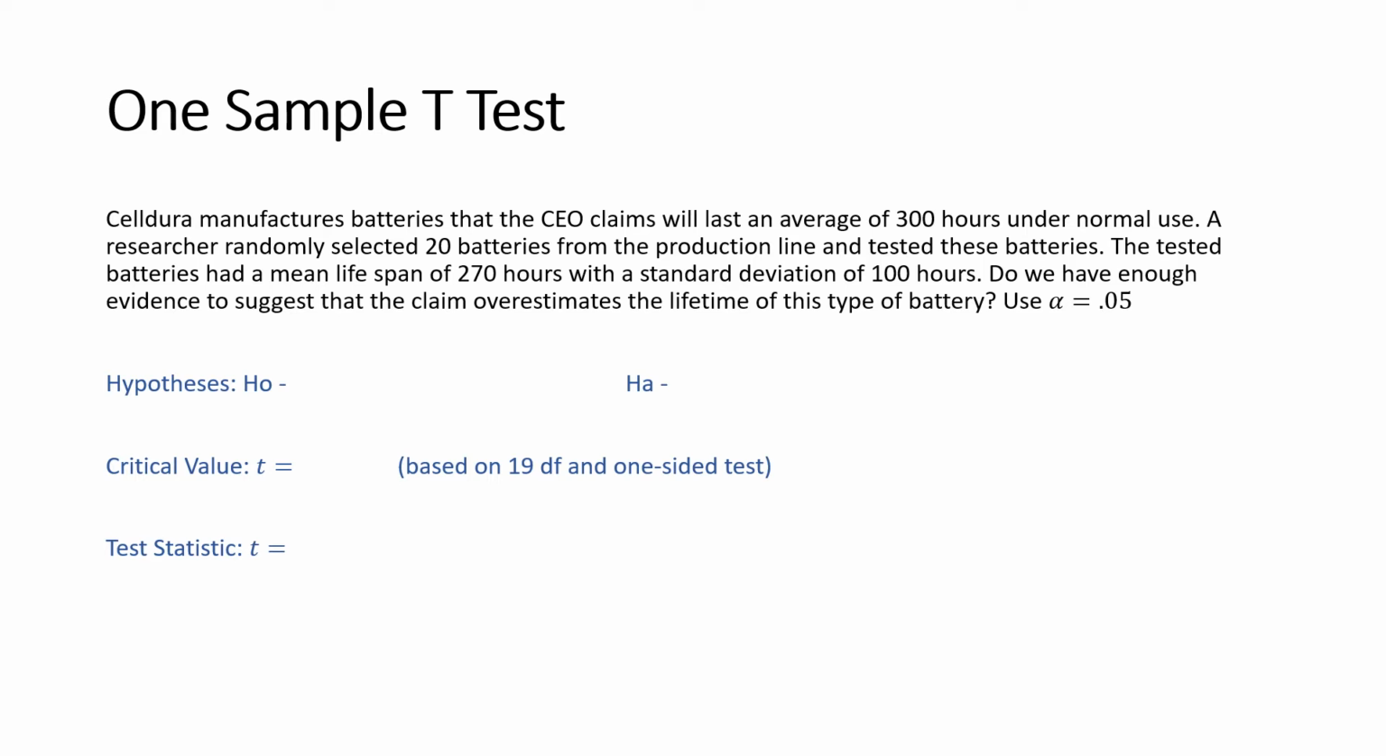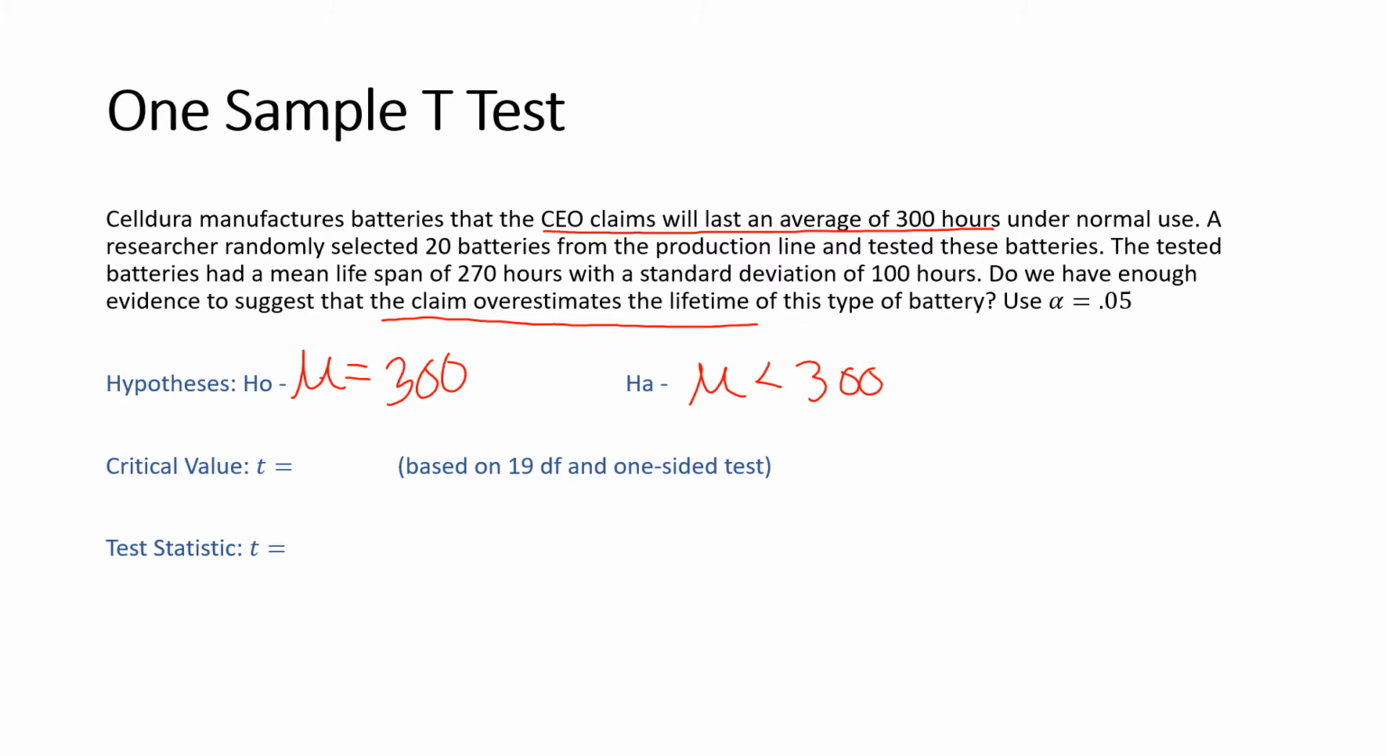So let's start, as always, with our hypotheses. Our null hypothesis is going to be what is originally thought to be true. So the CEO claims that the batteries last an average of 300 hours. So we're going to assume that he's telling the truth. We're going to assume that the mean really is 300 hours, but we're trying to see if there's enough evidence to suggest that the claim overestimates the lifetime of this type of battery. So we think maybe it's actually less than 300. So we're going to try to prove that the mean is less than 300.